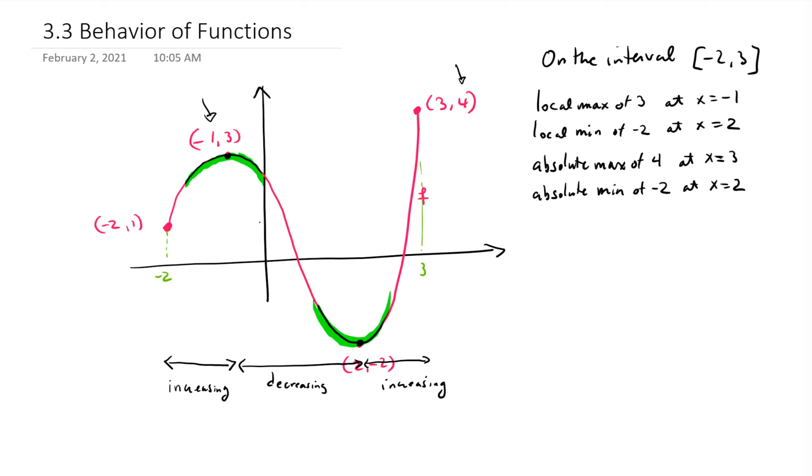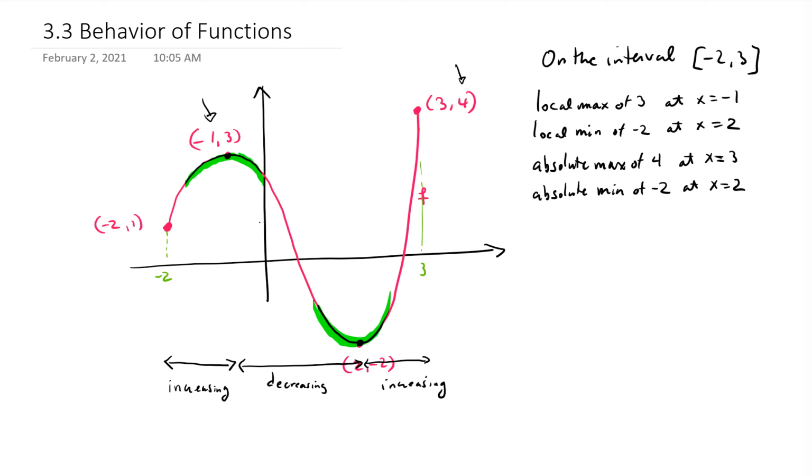Okay, so in particular, when you've got a local max, you increase and then you decrease after reaching the local maximum. And for a local min, it's the opposite. You decrease and then you increase afterwards.